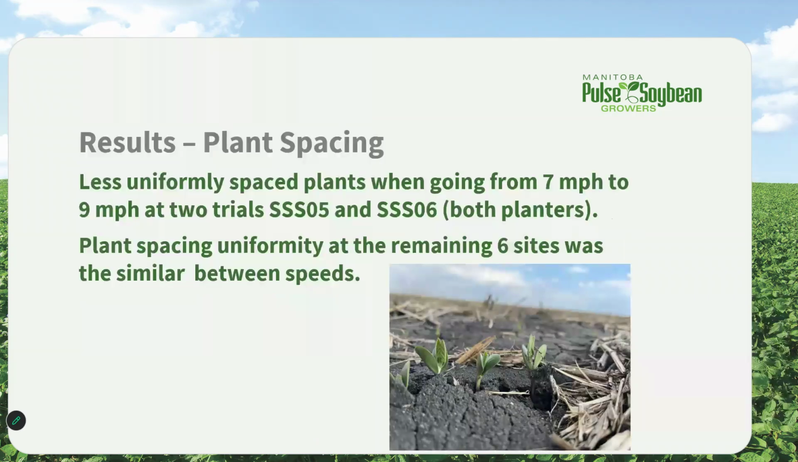And for the plant to plant spacing results, 2 trials showed slightly less uniformly spaced plants at the fast or 9 mile per hour speed when compared to the 7 mile per hour speed. And both of those were surprisingly established with planters and not air seeders. And there were no plant uniformity differences at the other 6 sites.